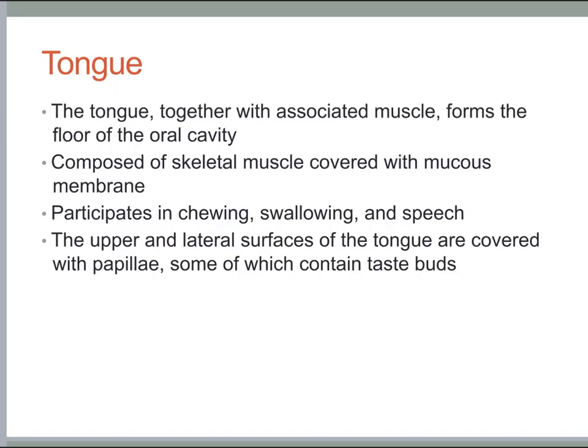The next structure we're going to look at is the tongue. Now, contrary to popular belief, everybody thinks the tongue is a muscle. It is not. It is actually 8 muscles. These 8 muscles are going to form the floor of the oral cavity. It is composed of skeletal muscle. You can control this and manipulate this. You can try by sticking your tongue out, moving it to the left or to the right, and it's going to be covered with a mucous membrane. Its job is to participate in chewing, swallowing, and speech.